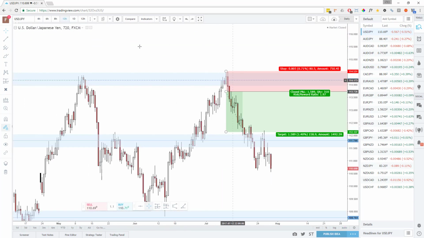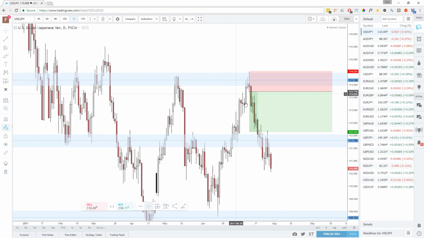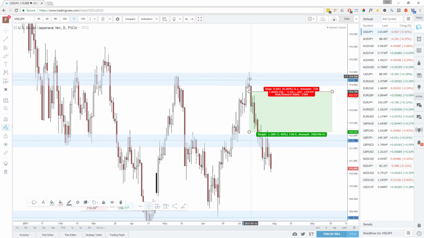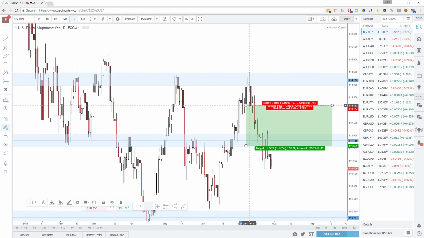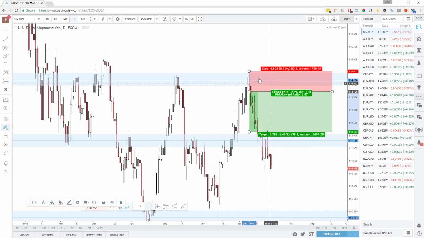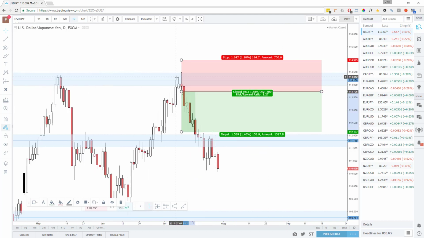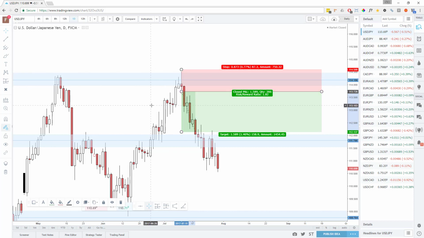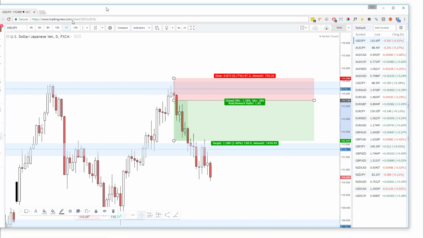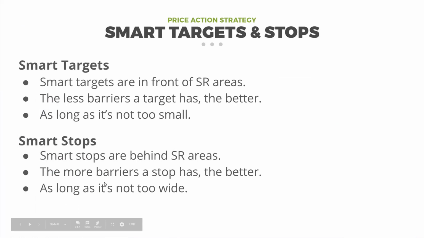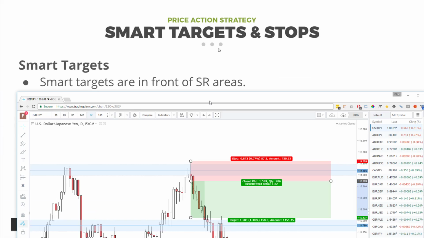In the example of a short trade, your smart stop is behind this resistance area, and then it's also behind the high of that indecision candle. So it's behind two barriers. The more barriers, the better. It's behind two barriers. Awesome. So that's a smart stop, as long as it's not too wide. So as long as your stop's not too wide.